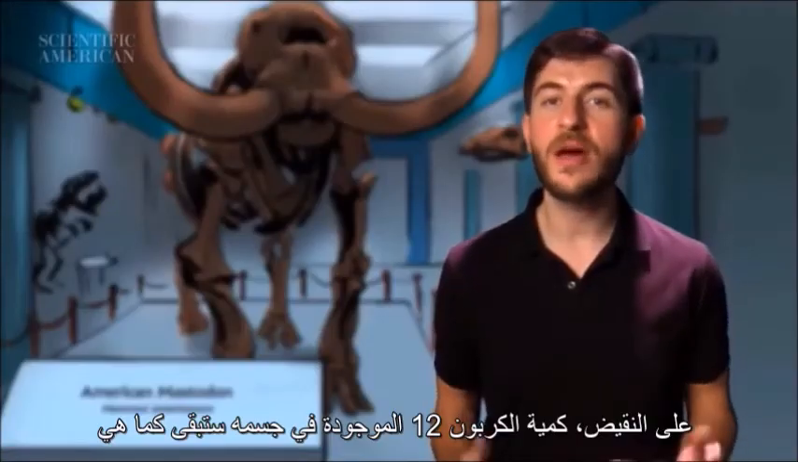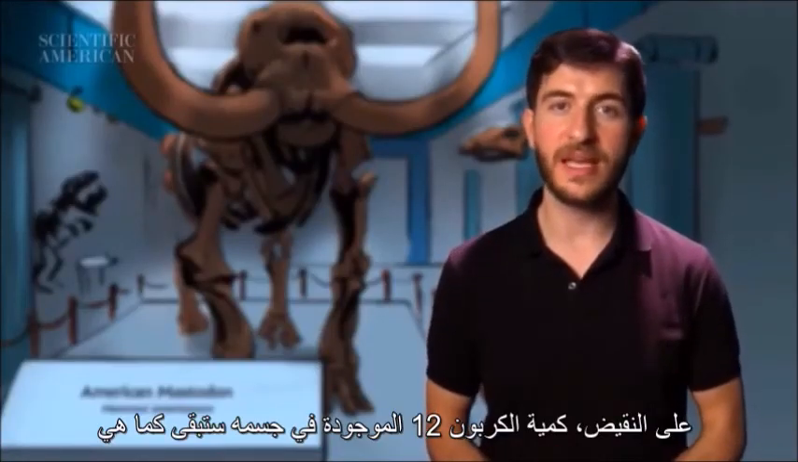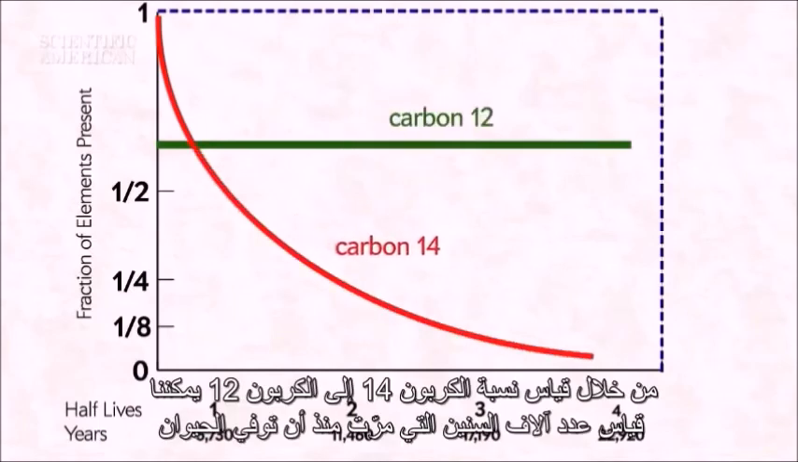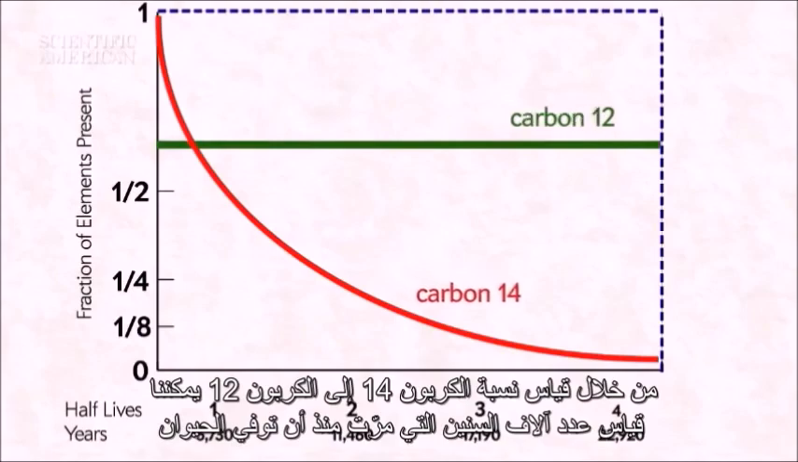By contrast, the amount of carbon-12 it has in its body will stay the same. By measuring the ratio of carbon-14 to carbon-12, we can measure how many thousands of years have passed since the animal died.